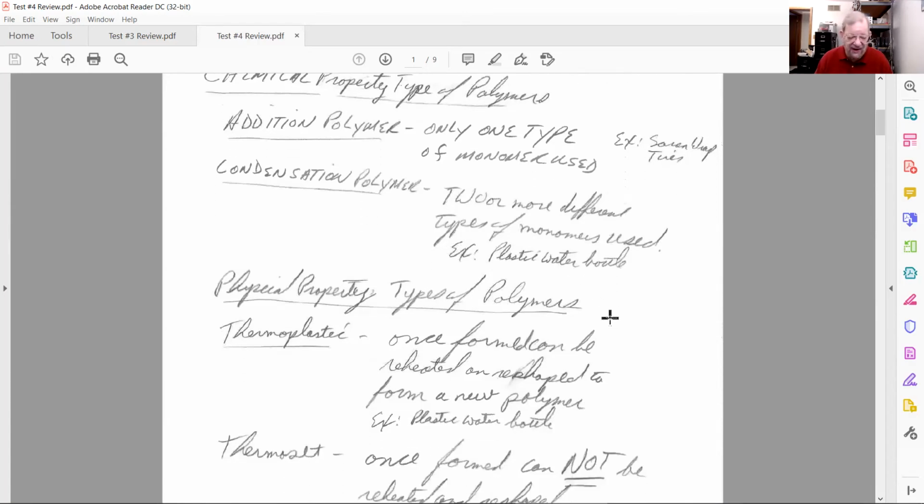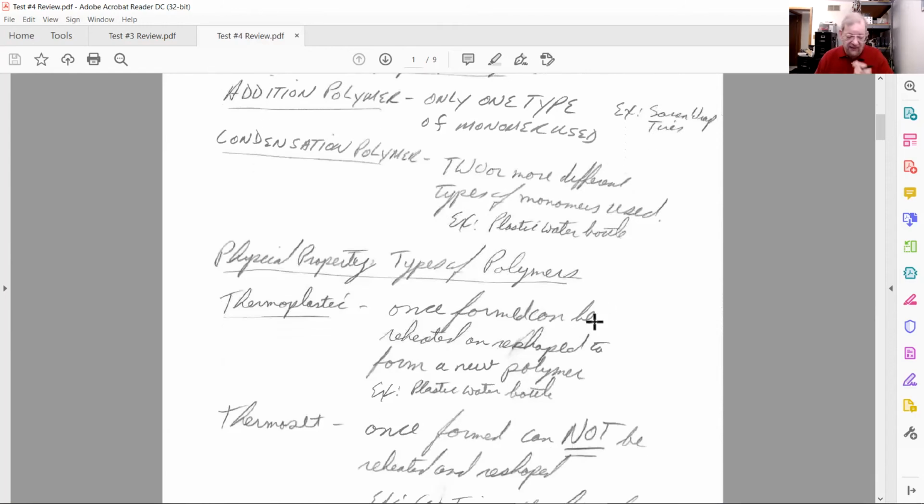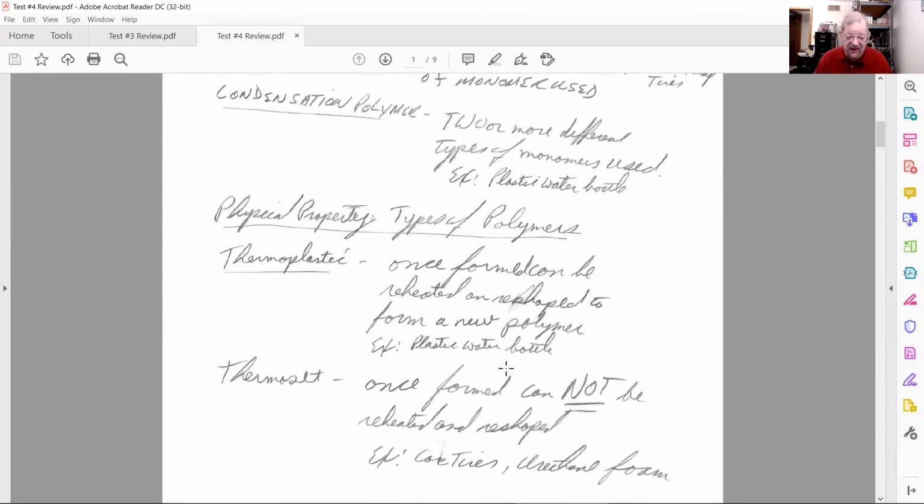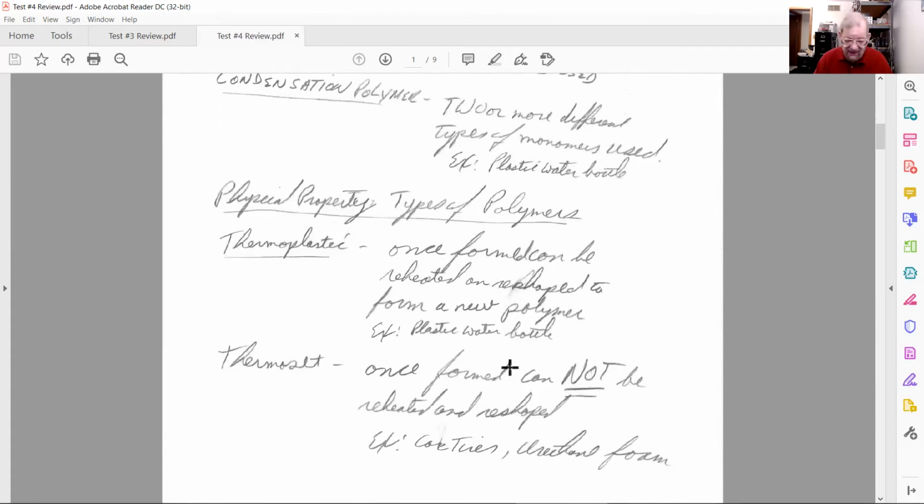And then when it comes to polymers, there's a physical property, thermoplastic. Once formed, can be reheated and reshaped. And again, plastic water bottles are an example there. Thermoset, once formed, cannot be.